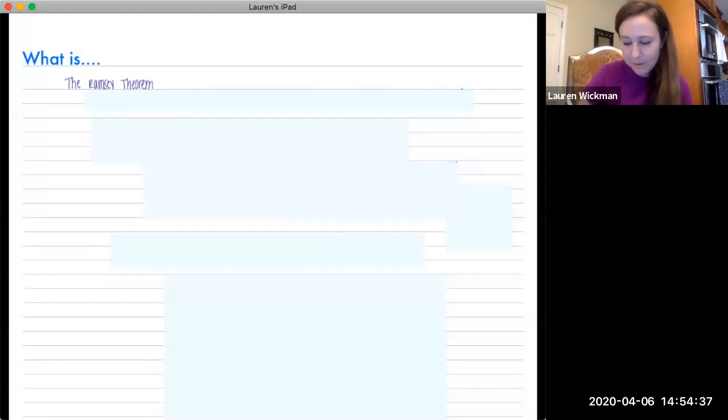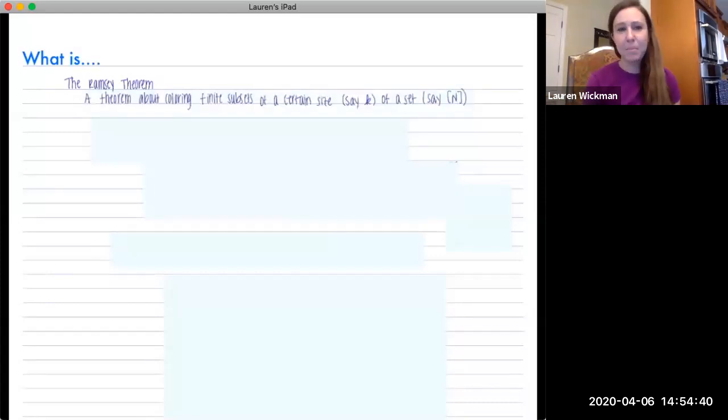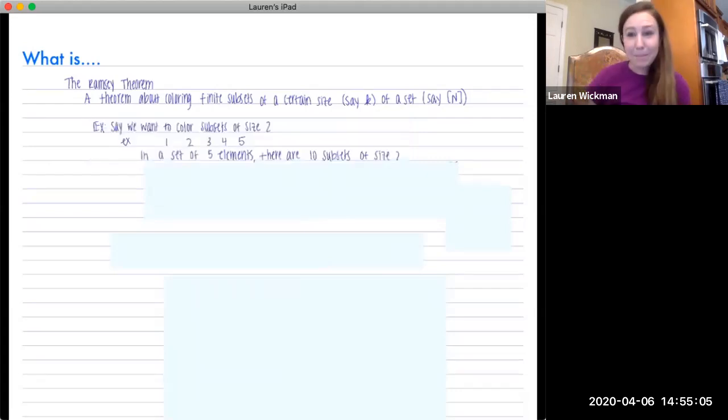So when we say Ramsey theorem, it's a theorem about placing a coloring on finite subsets of a set. So we look at all of the finite subsets of a certain size. So we'll say subsets of size 2 or subsets of size 3. We're going to look at all of the subsets of that size, and we're going to place a coloring on them. So Ramsey theorem says there exists a monochromatic subset. So let's see what that means exactly.